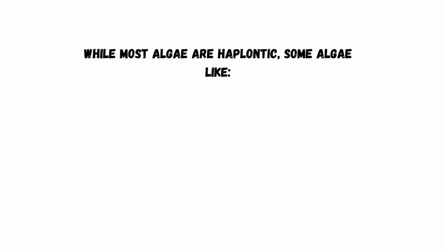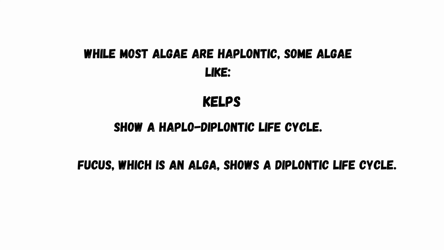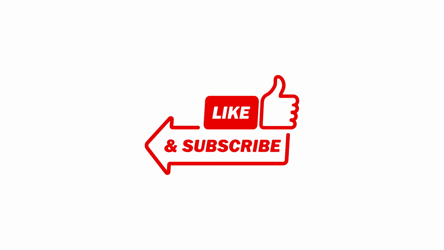Let me tell you some interesting points. While most algae are haplontic, some algae like kelps show a haplodiplontic life cycle, and Fucus, which is an alga, shows a diplontic life cycle. This is very important for exams. Now let us revise. Understanding these patterns helps us classify plant groups correctly. I hope this explanation made the concept of the plant life cycle very clear and simple.